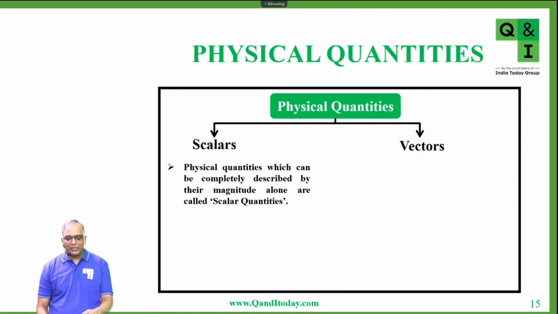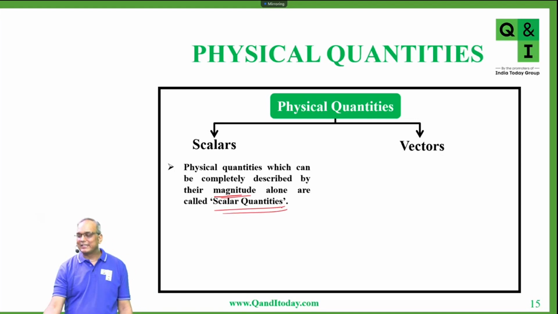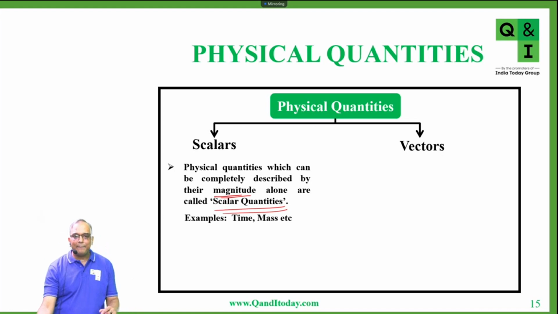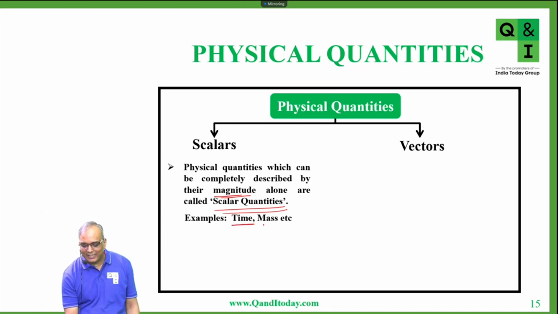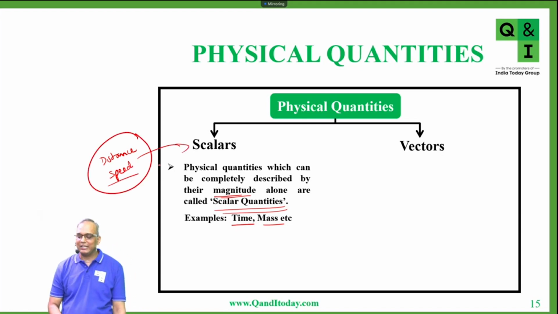Okay. So what are scalar quantities? Physical quantities which can be completely described by their magnitude alone are called scalar quantities. Examples of scalar quantity are time and mass, and as I also said, there are two more examples of scalar quantity. You have distance, which is also a scalar quantity. Speed again is a scalar quantity.